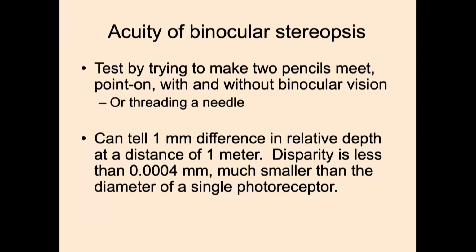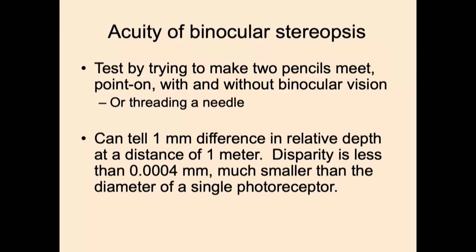Okay. And you should all try this yourselves. It works on everyone. So there's a really big difference here. Okay, so just to give you a quantitative example, using binocular stereopsis, you can discriminate a 1 millimeter difference in relative depth at a distance of 1 meter. Okay, so that's very, very small. And so the disparity that is created by that difference is tiny. It's less than the diameter of a single photoreceptor. So these very, very small differences between the two eyes are what the brain is really attuned to, because they tell you about fine-grained differences in depth.